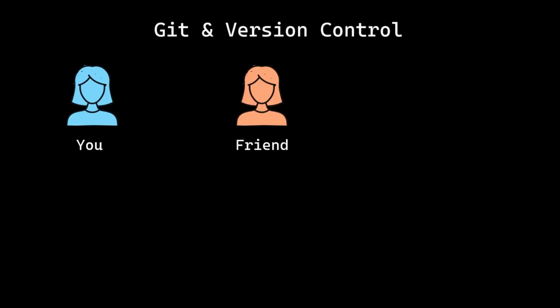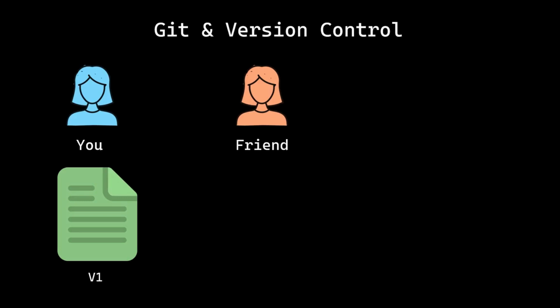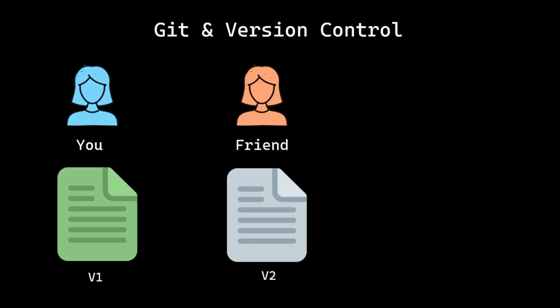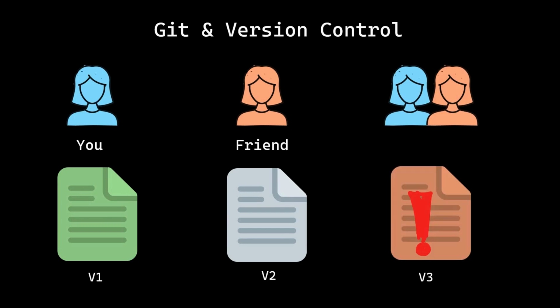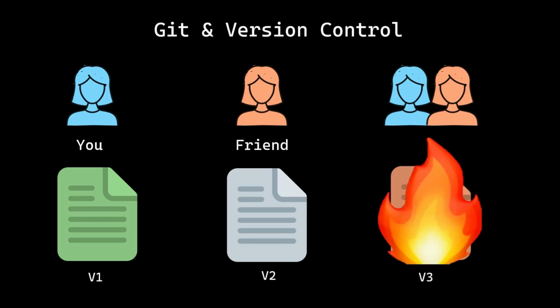You and your friend are working on a project and you create the first version. And then on day two, your friend creates another version and everything is going good. And on the third day, you and your friend collaborate and create a new feature, and that results in your code completely crashing. And you feel like you want to burn this code down and go back to the previous version. This is possible using version control.